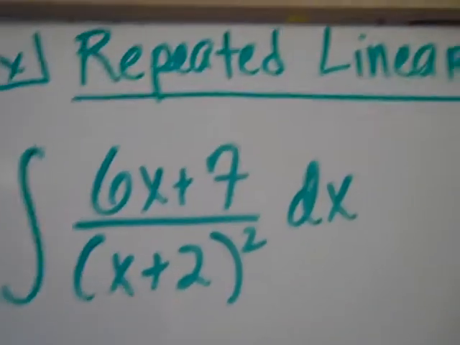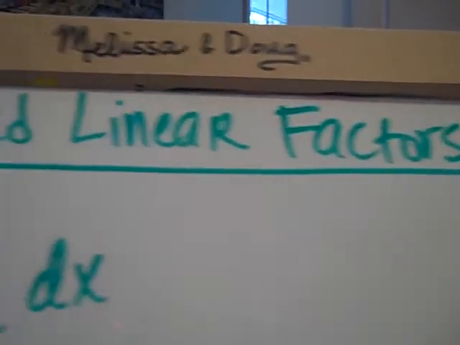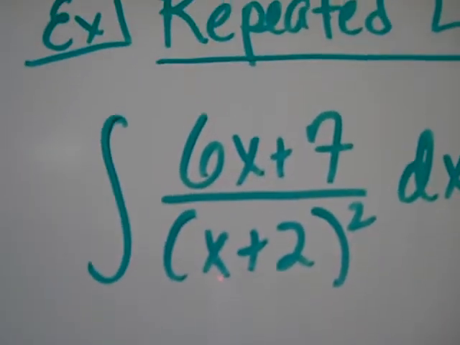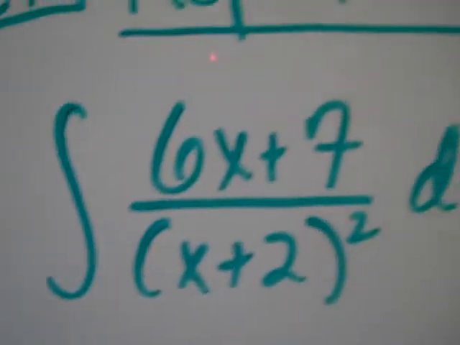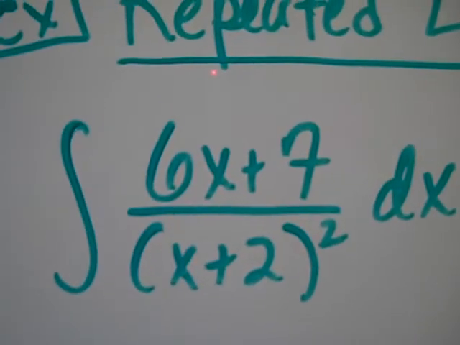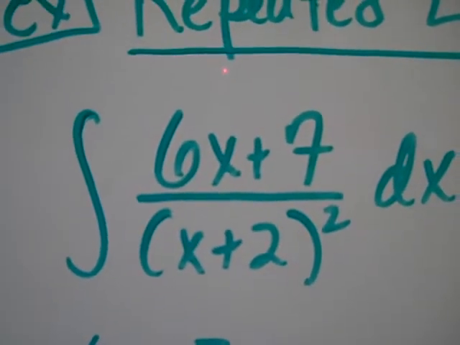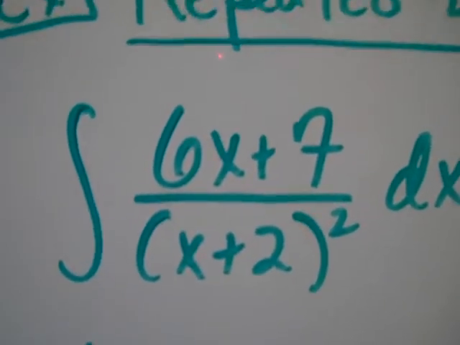All right, we are back and having fun. So this is an example of a repeated linear factor. In other words, the denominator, when I factor it, is going to be the same thing twice or 3 times or 4 times, but you're not going to see anything where the denominator has a repeated factor of more than 2. So you wouldn't see it cubed or something like that. The most you would see is 2 of them on the bottom.